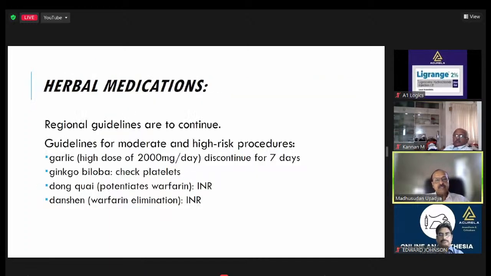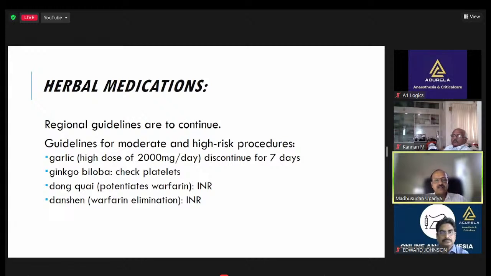The interesting part is the patient can be on a lot of herbal medications and they have implications on the coagulation profile of the patient too. And regional guidelines are to continue the herbal medications if they are really needed. But for moderate to high risk procedures, if the patient is on garlic, high dose of about 2000 milligrams a day, it has to be discontinued for 7 days.